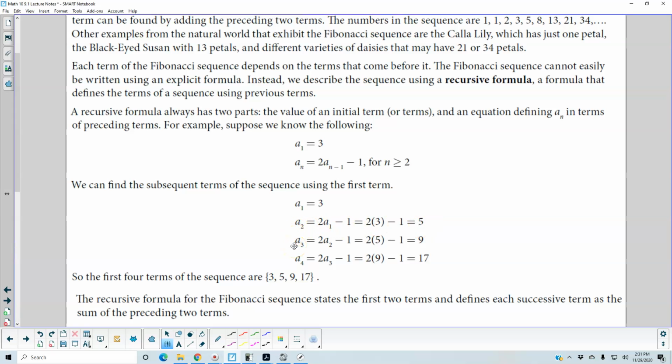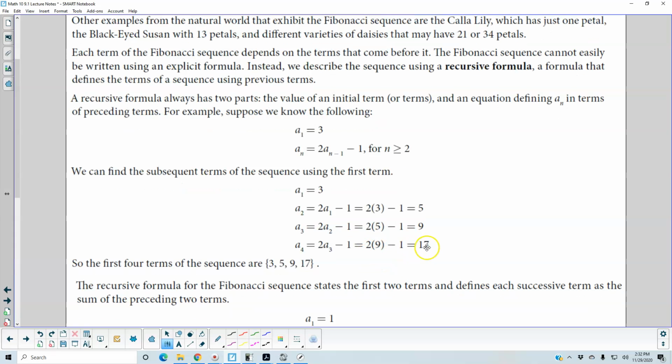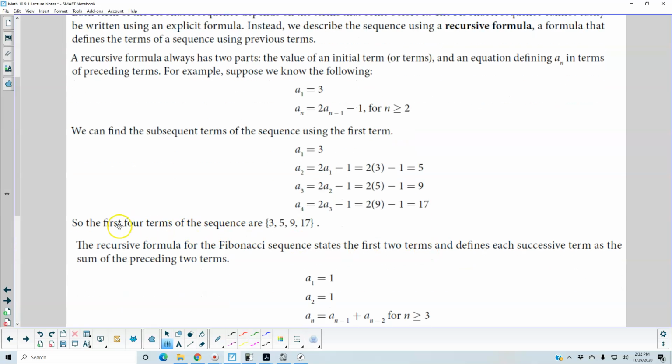Now the third term is going to equal 2 times the preceding term, minus 1. Well, the preceding term is 5. So therefore, 2 times 5 minus 1 is going to give us 9. The fourth term is equal to 2 times the preceding term, minus 1. Well, the preceding term was 9. So now it becomes 2 times 9 minus 1, which is equal to 17. So we can say that the first 4 terms of the sequence are 3, 5, 9, 17.